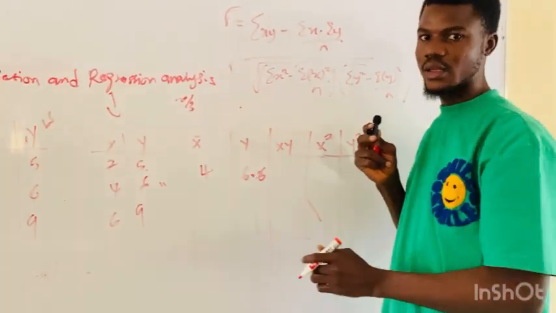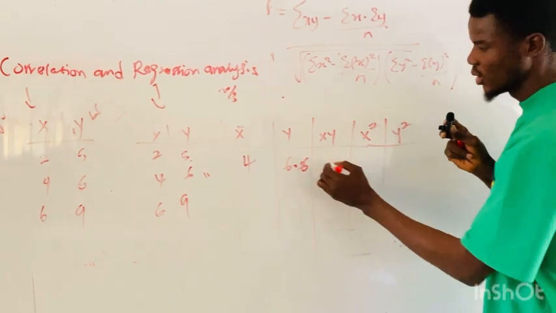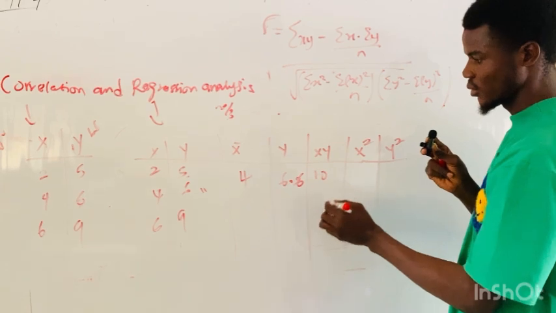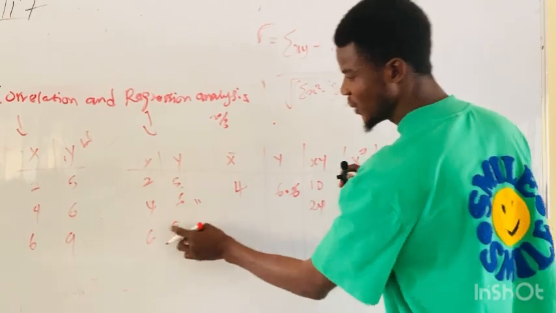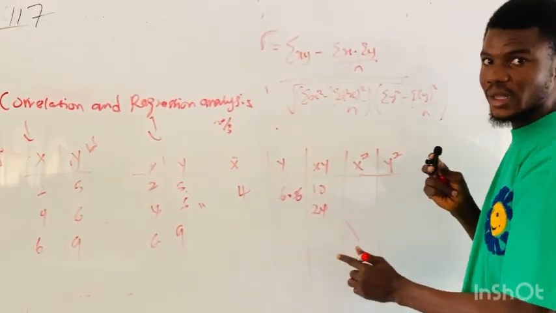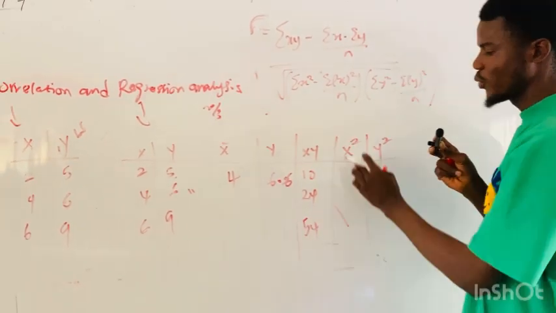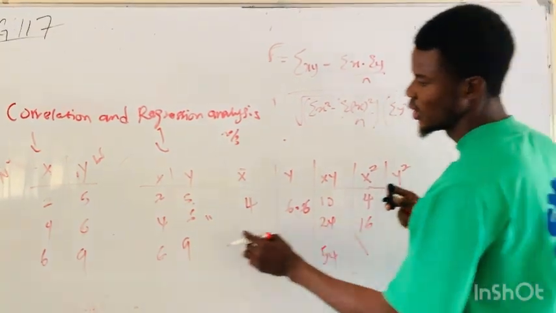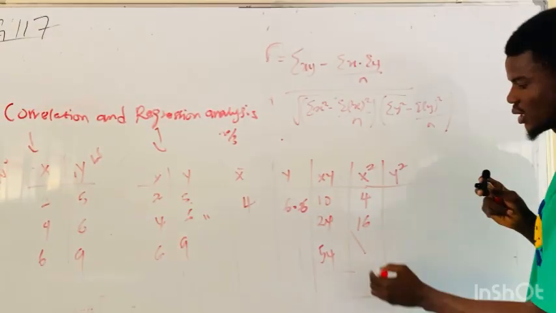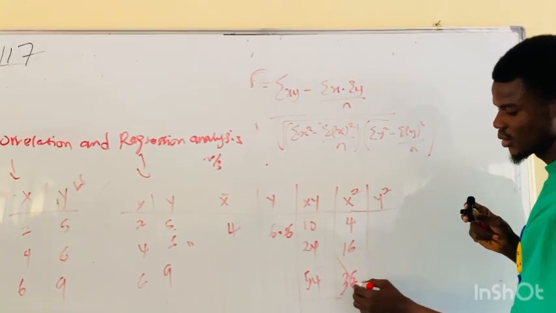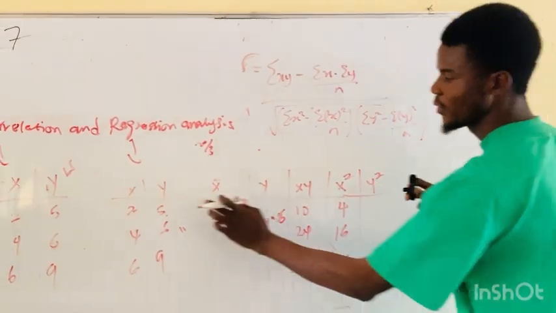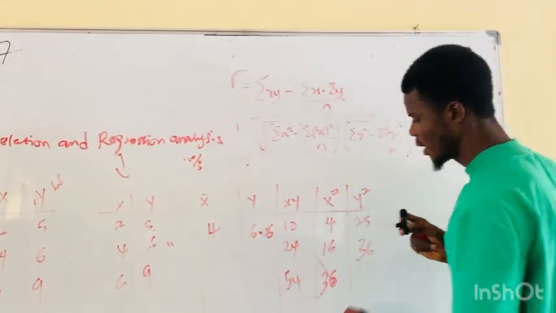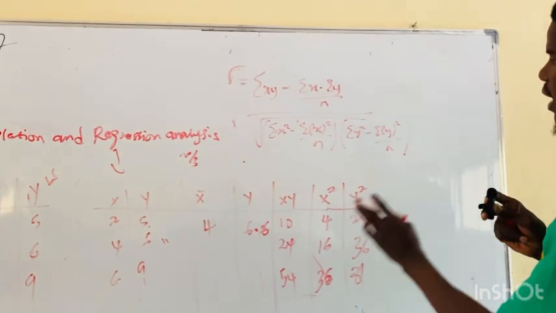Then our xy is 2 multiplied by 5, which gives us 10. Then 4 multiplied by 6 gives us 24. And 6 multiplied by 9 gives us 54. For our x squared, 2 multiplied by 2 gives us 4. 4 multiplied by 4 gives us 16. Then 6 multiplied by 6 gives us 36. For our y squared, 5 times 5 gives us 25. 6 times 6 gives us 36. Then 9 multiplied by 9 gives us 81. So these are the values that we need here.